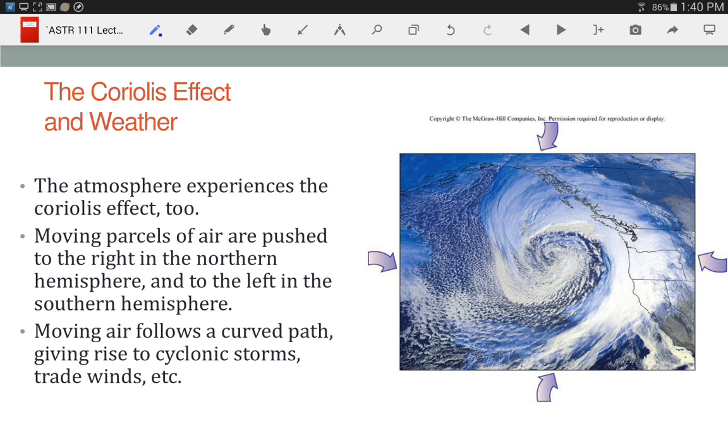Can I be adopted? Okay, so here's a picture showing how the Coriolis effect causes us to have these cyclonic storms. And why is this important? Because it's going to be important when we talk about Jupiter and Saturn, which don't have these cyclonic storms.